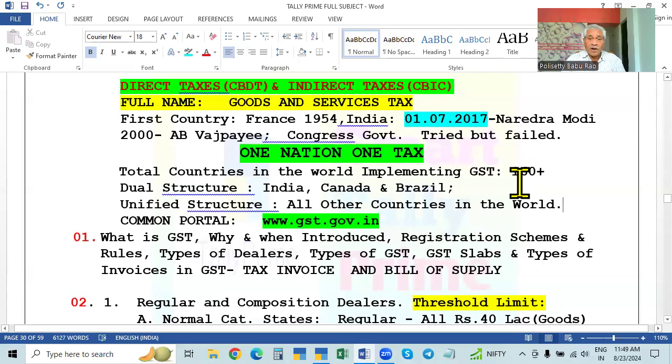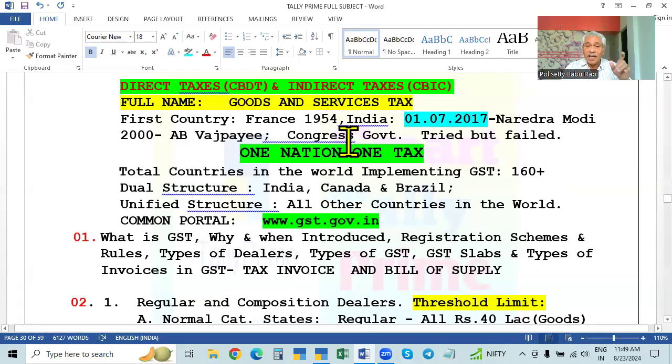And then, for implementing this and for all the purposes of GST, people have to use a portal, I mean, a website of the government. That is the website of the Goods and Services Tax Department. It is called, as I told you, the Common Portal. The address is www.gst.gov.in. This is the portal of the government. Okay.